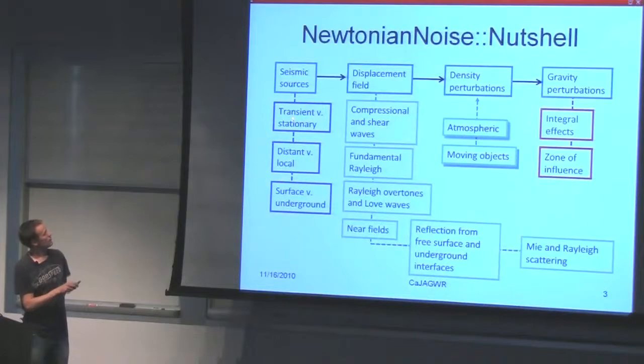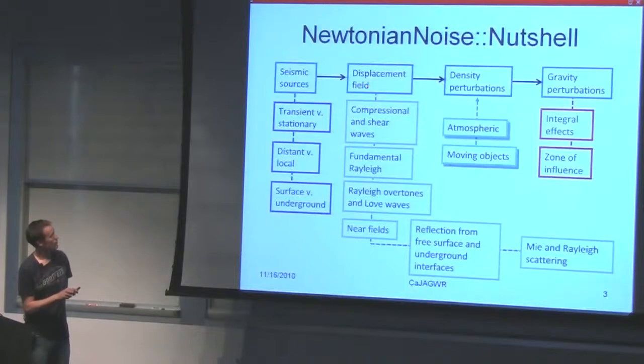So, for example, what we have to consider is if seismic sources are transient or stationary, if they are distant or local, and if they are at the surface or deep underground. Then, given that the displacement field that is generated by these seismic sources is fairly well understood, not so much the sources, because seismologists never really looked at sources of seismic noise very much. They are to some extent understood, but not in the detail that we will need them to understand.